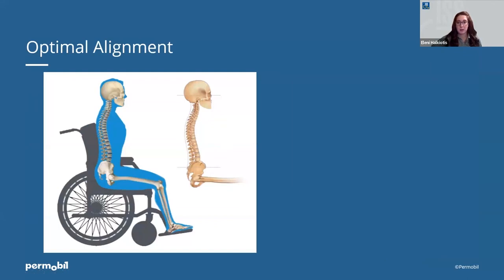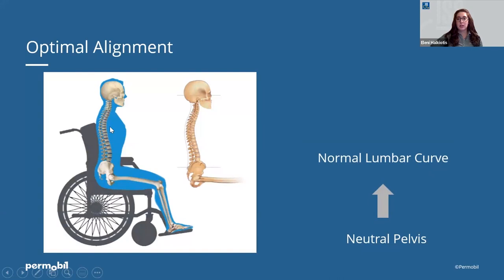To review, optimal alignment is where we have a client sitting with a neutral pelvis, meaning they're bearing weight through their ischial tuberosities, but it's neutral front to back, side to side, up and down. They are not bearing weight on the sacrum or the coccyx when they're sitting in a neutral pelvic posture. And that works its way up the chain to the lumbar spine, where we see the normal concave curve. The lumbar and the cervical spines are where we see a normal concave curve, and then the thoracic spine is where we see the normal kyphotic curve, which as I mentioned is between 20 and 40 degrees in the average person.